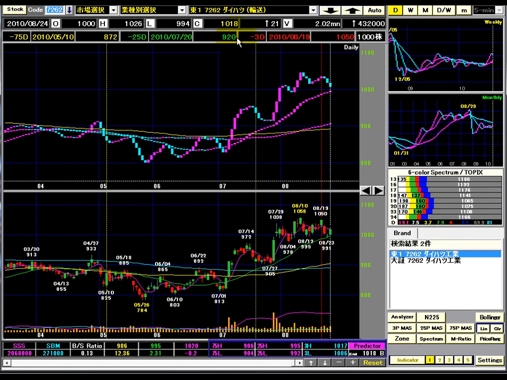The green line here says minus 25D. This is from 25 days ago. You can see the date here as well, and this is the closing price of that date 25 days ago. And finally we have minus 75D. This is from 75 days ago, the date back in May, and the closing prices of 75 days ago.